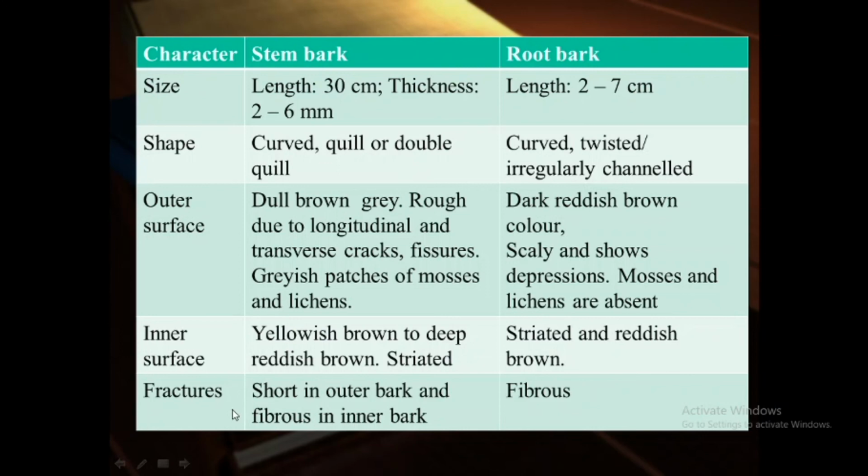Now fractures, just see in case of stem barks the fractures are short in outer bark and fibrous in inner bark, whereas in case of root barks only fibrous fractures are present. So these are some differentiating points between the stem bark and root bark of Cinchona.